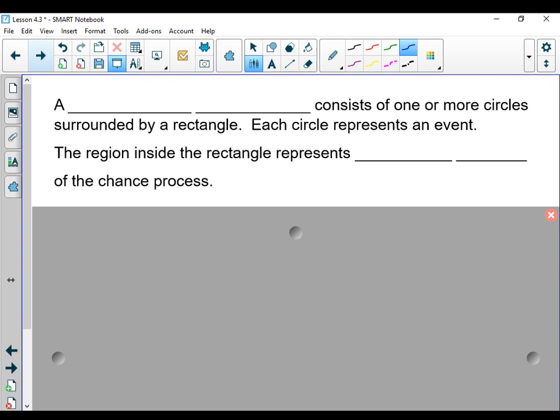All right, so that's two-way tables. The second part of this, again, is something you're maybe a little more familiar with, and that's a Venn diagram.